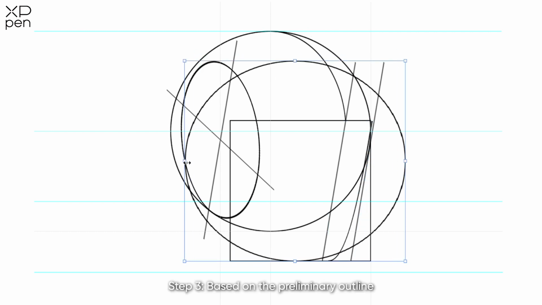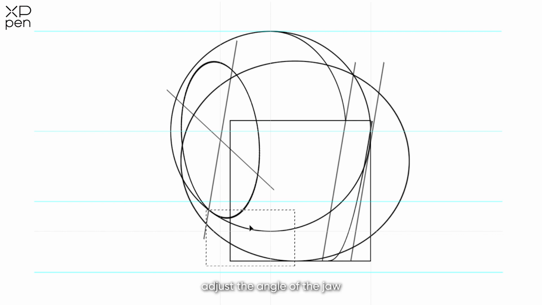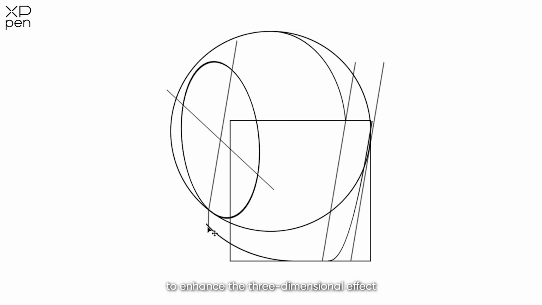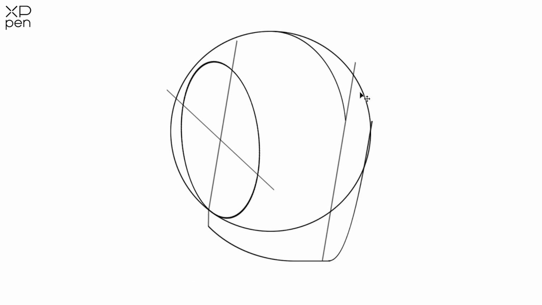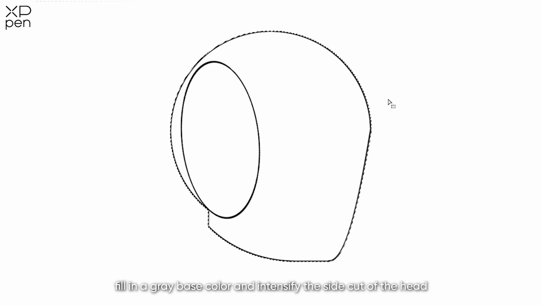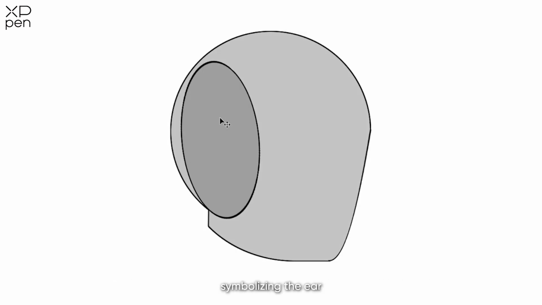Step 3. Based on the preliminary outline, adjust the angle of the jaw and the curvature of the side of the face to enhance the 3-dimensional effect. Step 4. Attend to the details, as they ultimately determine success or failure. After removing excess guidelines, fill in a gray base color and intensify the side cut of the head, symbolizing the ear. With these adjustments, a half-profile head from an overhead angle is complete.